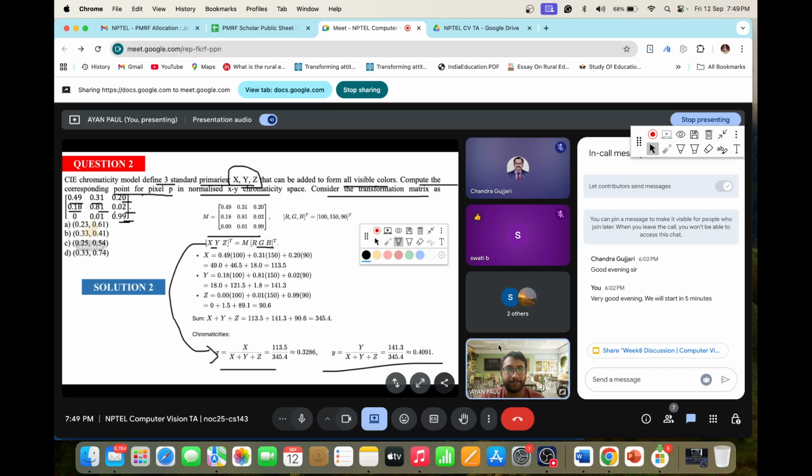Clear, right? Any question, any doubt regarding this? CMY space or CIE XYZ space, if you are given RGB? Okay, no problem.